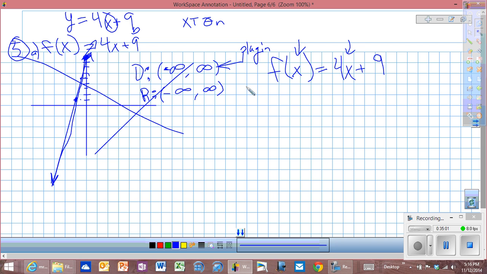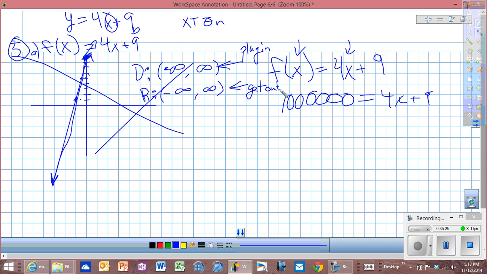The range. The range is what can you get out? Can you get out any number? If I want to get out 100 million, if I set that equal to 4x plus 9, can I solve this equation? Yeah, I can get anything I want out of that. And that's what range is. So domain is what you plug in, range is what you get out.